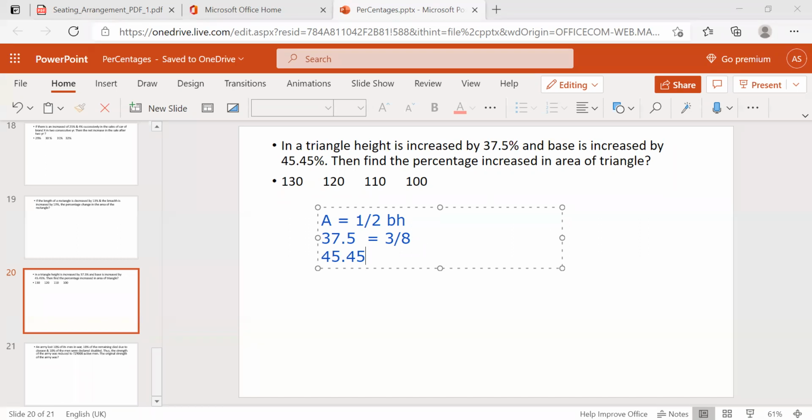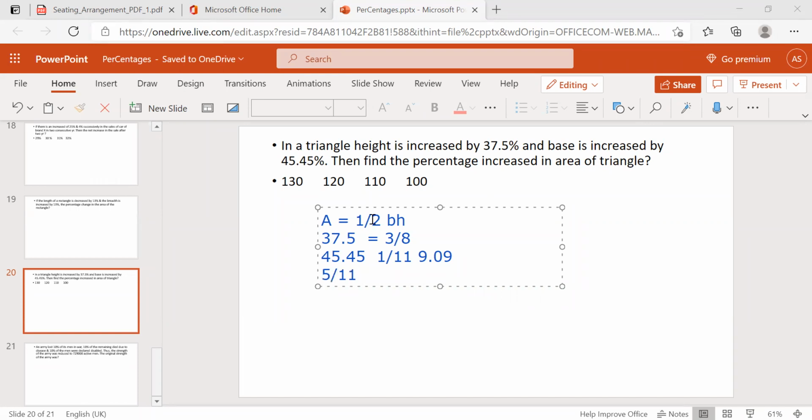What's 1 by 11? See, wait a minute. 1 by 11 as a percentage is nothing but 9.09. So they're asking 45.45, right? So if I multiply by 5, 9 into 5, it's nothing but 45. So it's nothing but 5 by 11.